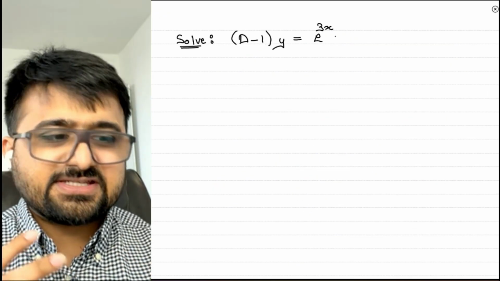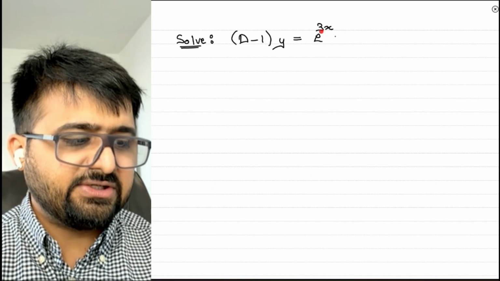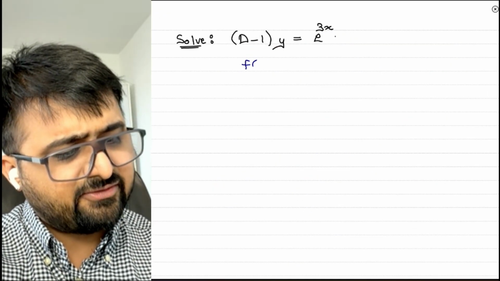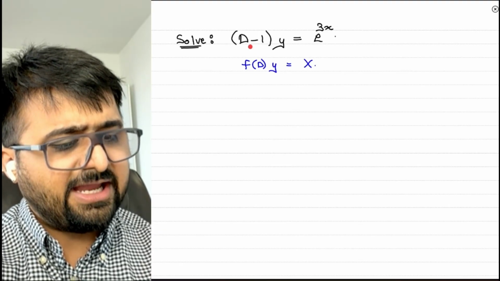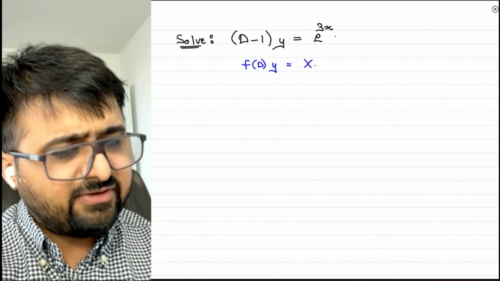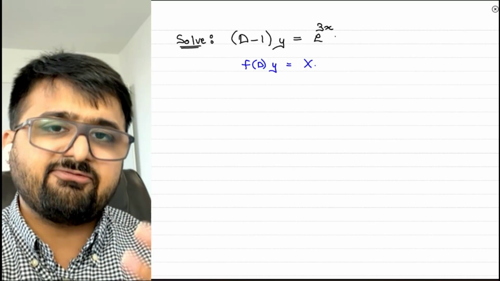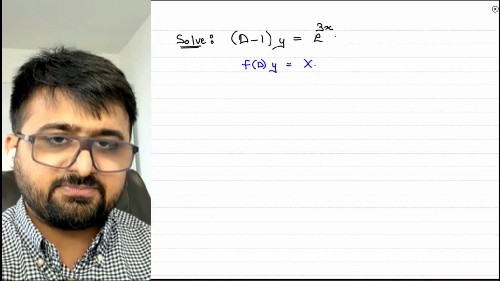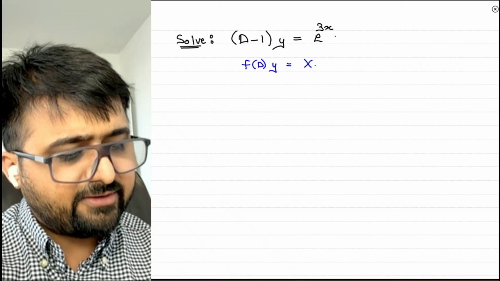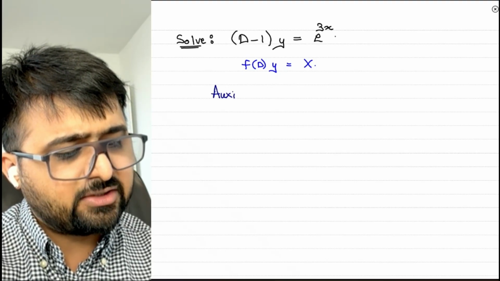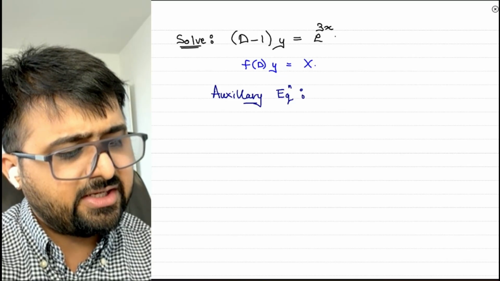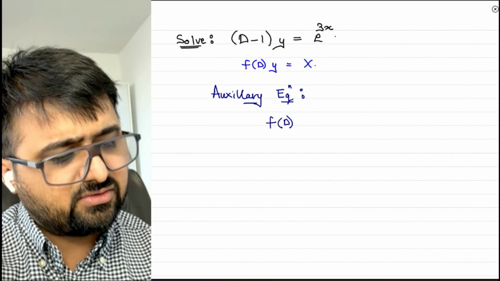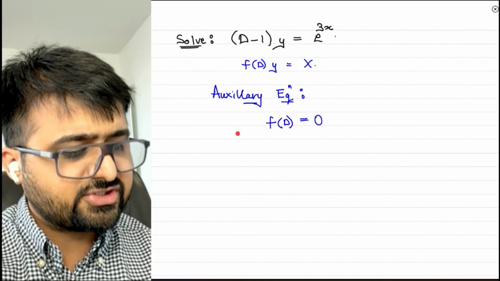All right, now let's solve this differential equation. (D minus 1)y is equal to e to the power 3x. Remember, this is in the form f(D)y is equal to X, where your f(D) is D minus 1. The way you find the solution of this is CF plus PI, complementary function plus particular integral. In order to find the complementary function, we first write the auxiliary equation. The auxiliary equation is always given by f(D) is equal to 0.